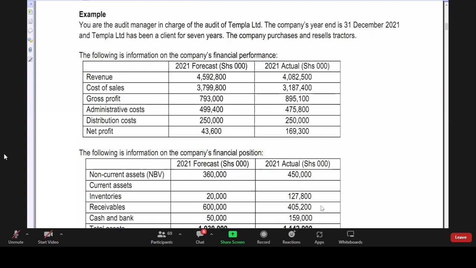195. 600 minus 405. But when you look at the drop in revenue, it is quite significant. So you have to compare, because revenue, debtors come from sales, right? So the more you sell on credit, the more you have debtors.